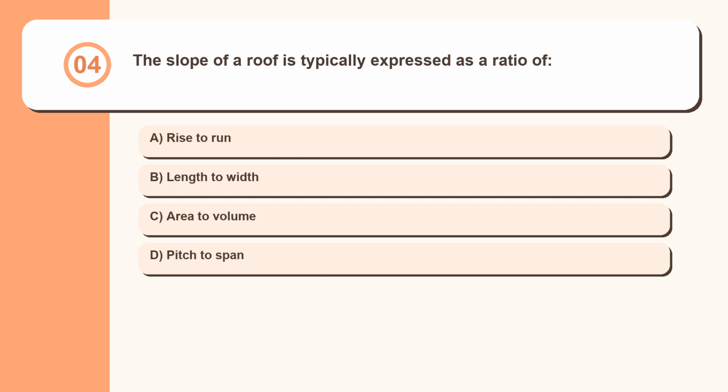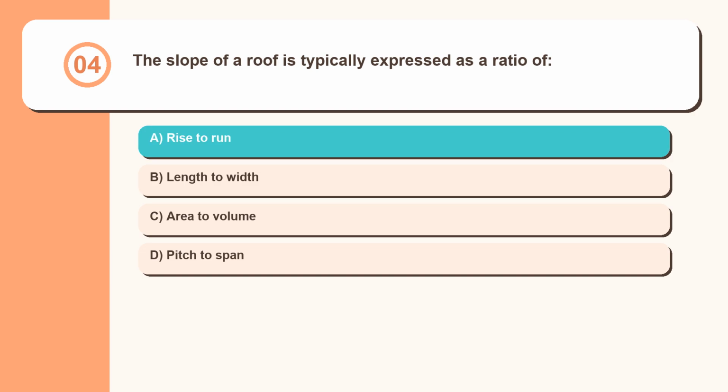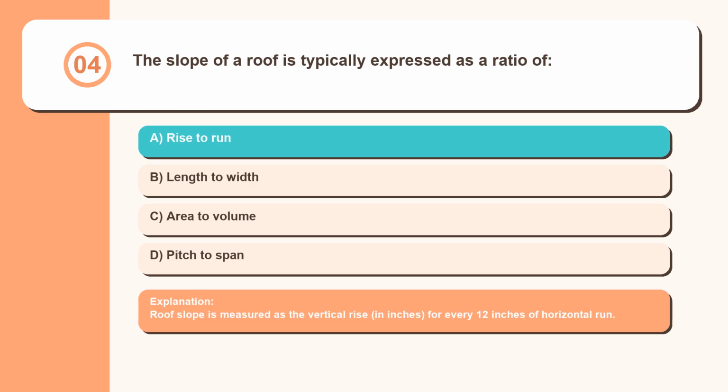Question 4. The slope of a roof is typically expressed as a ratio of rise to run, length to width, area to volume, pitch to span. Roof slope is measured as the vertical rise, in inches, for every 12 inches of horizontal run.